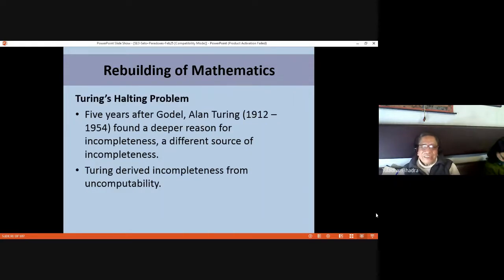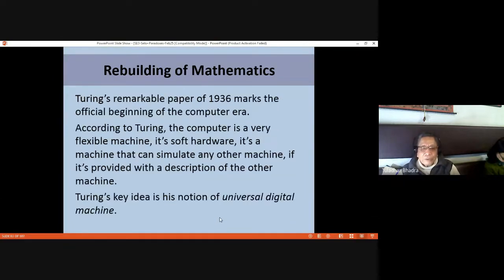This is Gödel. Then there's another, Turing's halting problem. Five years after Gödel, Alan Turing, 1912-1954, found a deeper reason for incompleteness, a different source of incompleteness. Turing derived incompleteness from uncomputability, because he is the father of the computer. Turing's remarkable paper of 1936 marks the official beginning of the computer era. According to Turing, the computer is a very flexible machine. It's soft hardware. It's a machine that can simulate any other machine if it is provided with a description of the other machine. Turing's key idea is the notion of a universal digital machine.